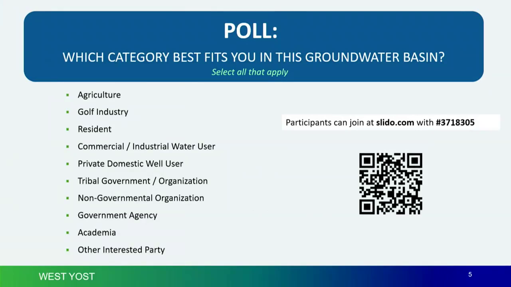We also have a quick poll. I think that this is running. We were having some Wi-Fi issues this morning, but if you're interested to let us know what you're representing, what your work represents, which category best fits you, you can play along with us with the Slido poll. You can do it in the room if you want. You can scan the QR code and it should pull up the poll for you. It's helpful to know who's tracking along and who we should continue to engage. So if you're part of the ag industry, golf, if you're residents, if you're a commercial or industrial water user, tribal government or tribal organization, an NGO, if you work for a government agency, research or academia, or another interested party. And you can select all that apply.